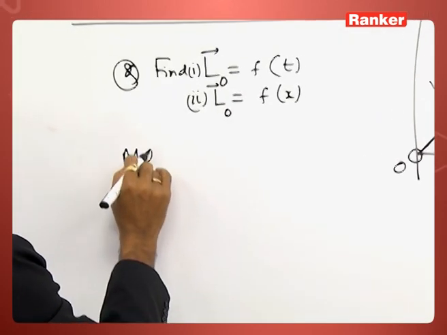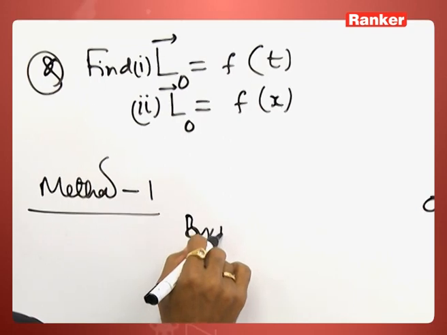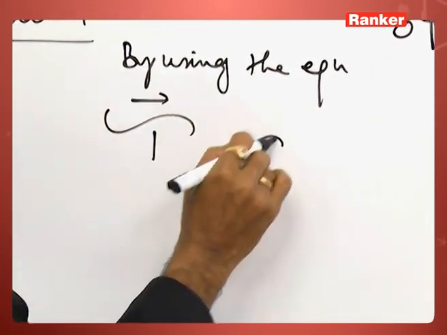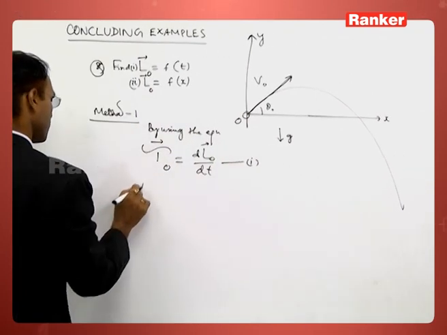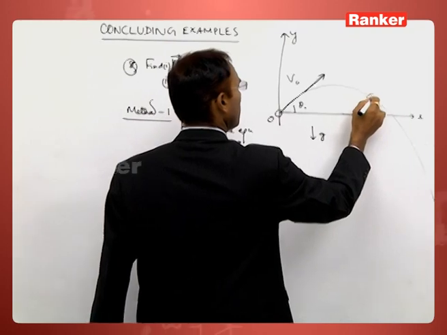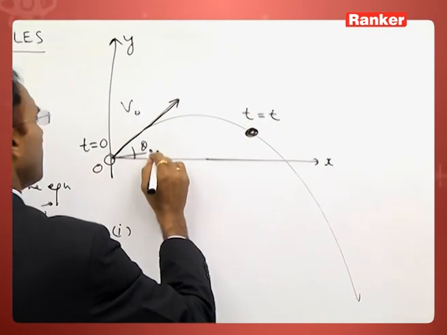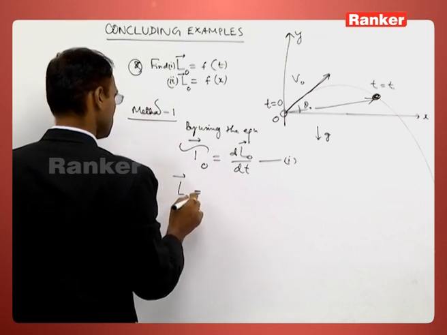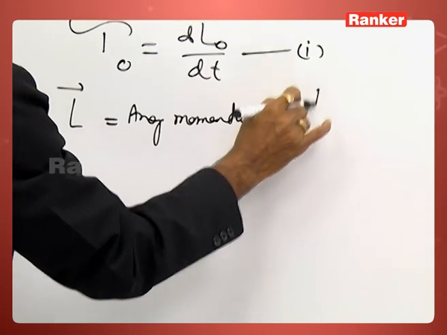In one method, we can proceed by using the equation torque is equal to rate of change of angular momentum about any reference point, where the angular momentum of the particle at time t can be written as L naught, or L, the angular momentum of the particle at time t.